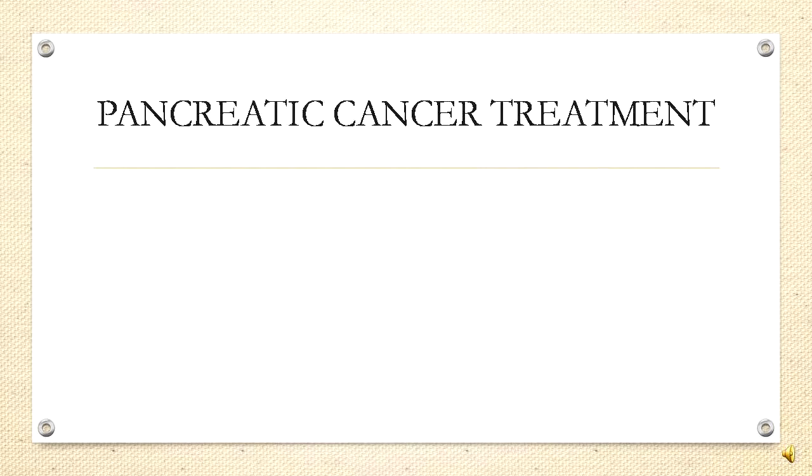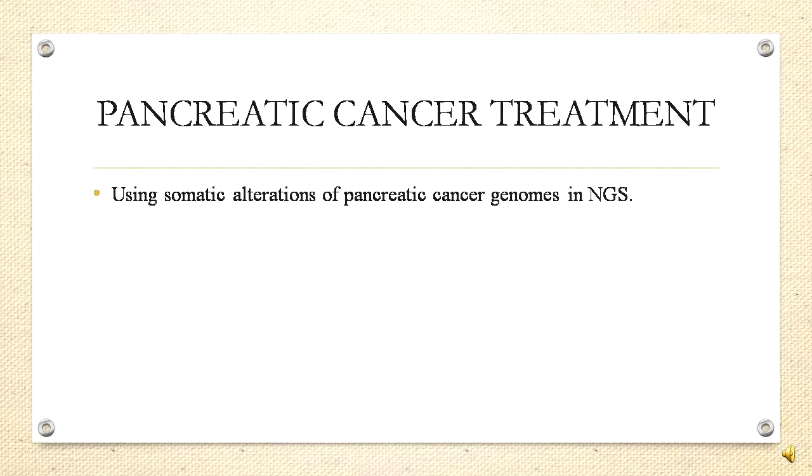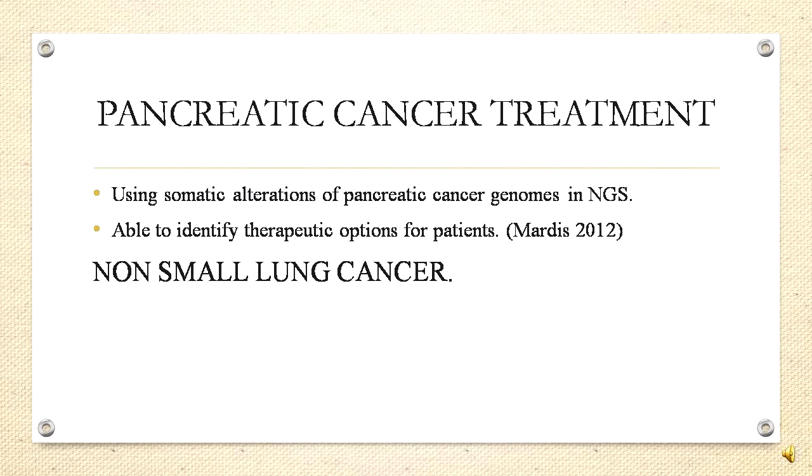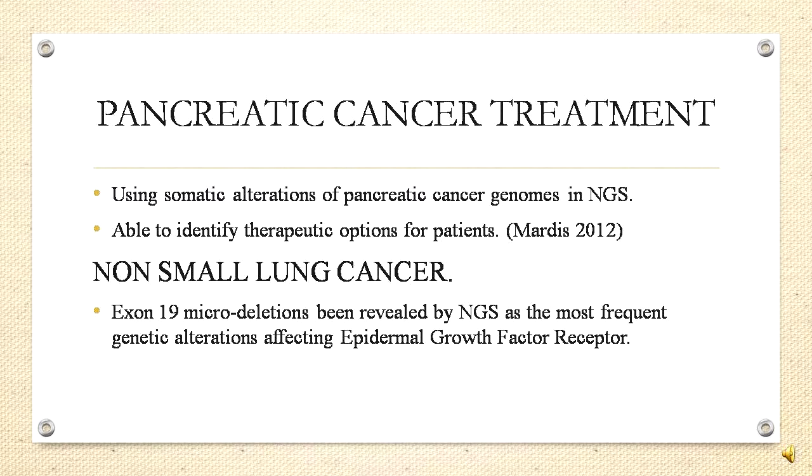Then we follow with pancreatic cancer treatment, which uses the somatic alterations of the pancreatic cancer genome found by NGS. It is able to identify therapeutic options for the patient. Followed by non-small cell lung cancer. Exon 19 microdeletion has been revealed by NGS as the most frequent genetic alteration affecting the epidermal growth factor receptor, which causes non-small cell lung cancer.